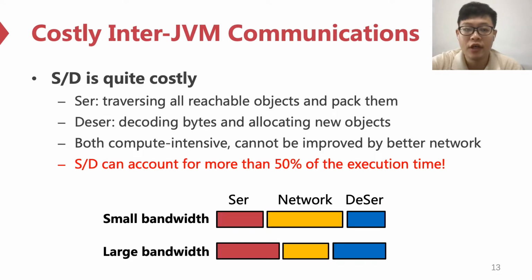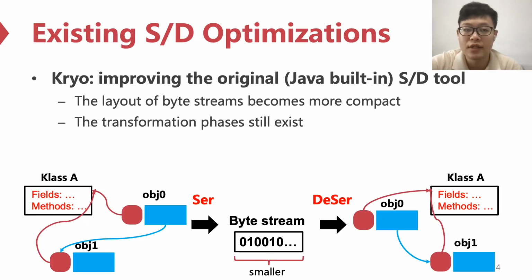The SD phase is quite costly. For serialization, it traverses all reachable objects and packs them, including their type information, into byte arrays. For deserialization, it needs to decode bytes, allocate new objects, and store the decoded contents. Both are compute intensive, and they cannot be improved by a better network. What's worse, when the network bandwidth improves, the network transmission time can be reduced, but serialization and deserialization become a severe bottleneck. In our evaluation, the SD phase can account for more than half of the execution time for Spark applications.